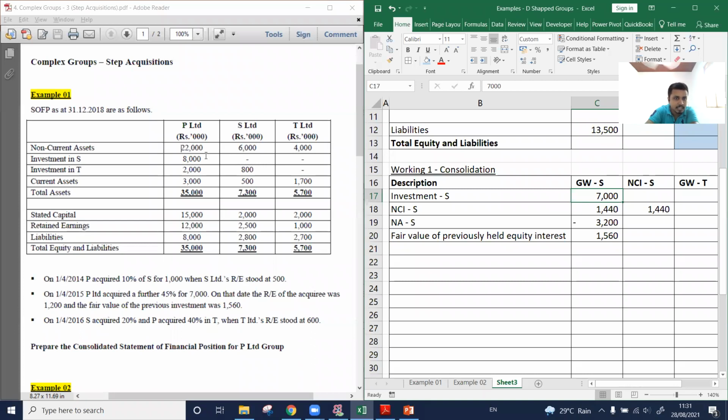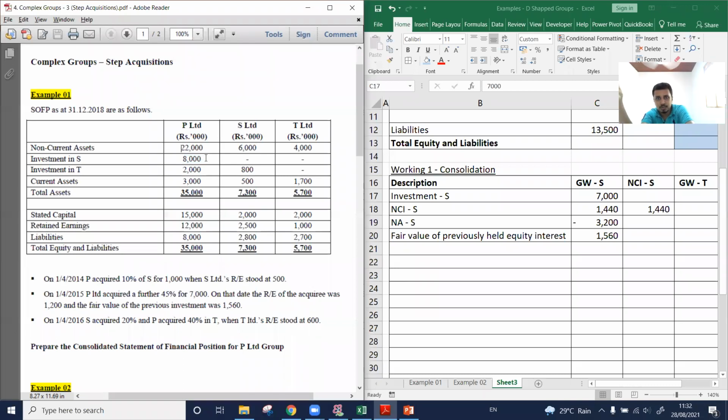Now what is the amount left here? We have removed 7,000 from investment in S. Another 1,000 is left here, right? We have only credited 7,000 and debited 7,000 here. Another 1,000 is left here as investment value. What do we need to do with that?